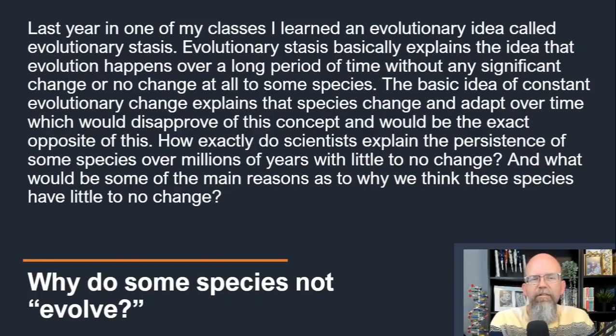They're saying, okay, if everything is constantly changing, if there's evolutionary change, and species are constantly adapting over time, wouldn't the concept of stasis be the exact opposite of that? How exactly do scientists explain the persistence of some species over millions of years? How does a species, if it's always changing, not become another species? That's a really good question, right? And anybody who's curious, anyone who thinks about evolutionary theory at all, should ask this question at some point. And they deserve an answer. I'm going to try to answer it.